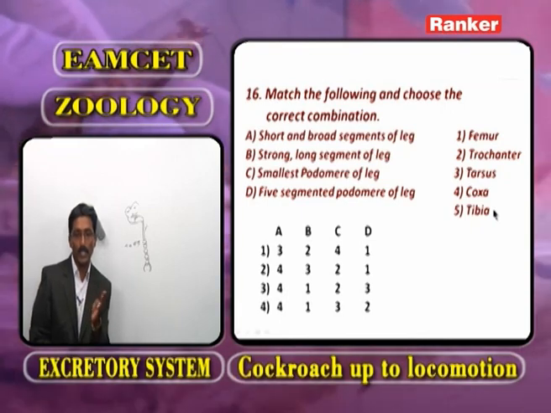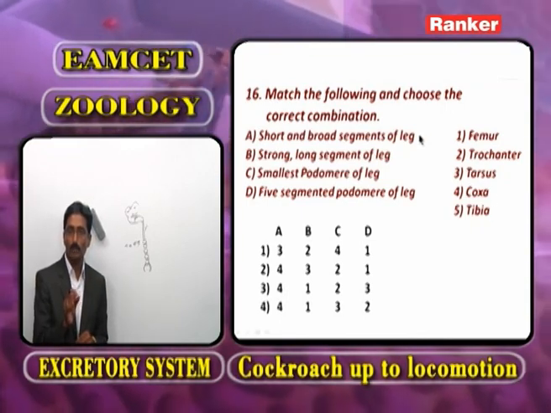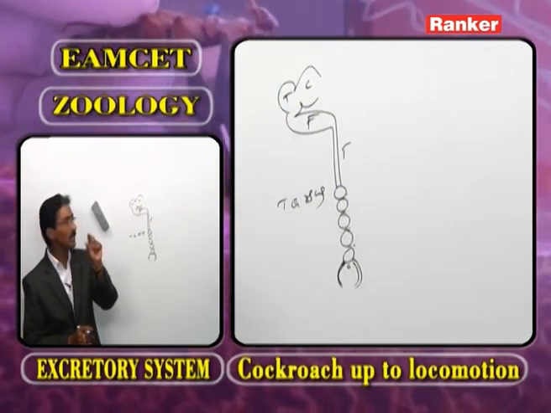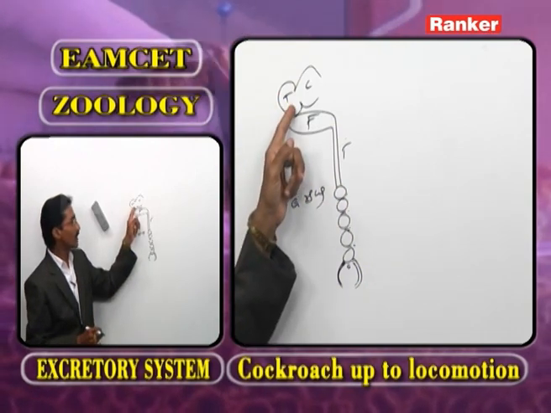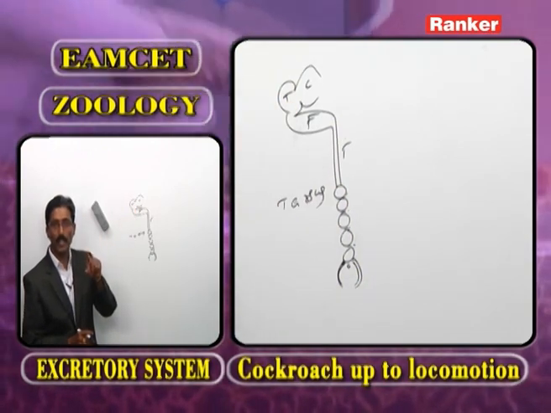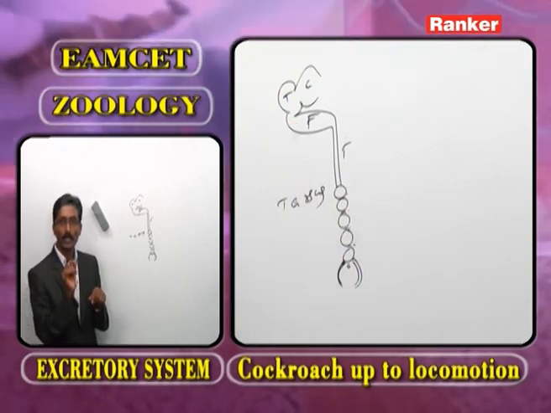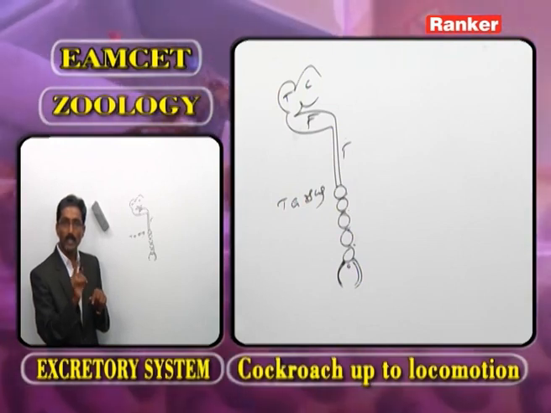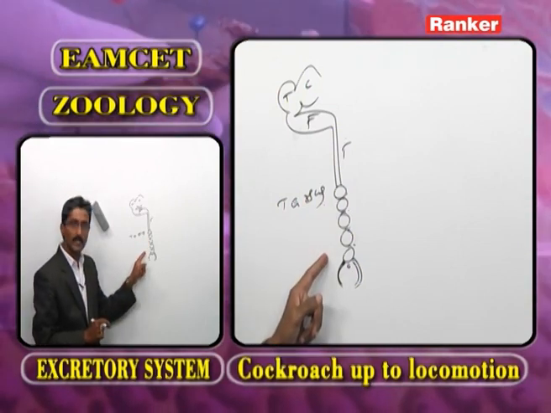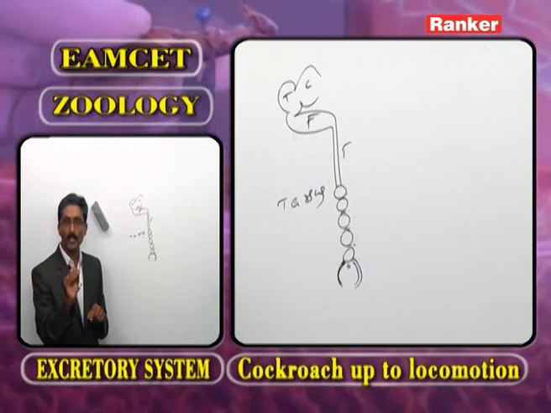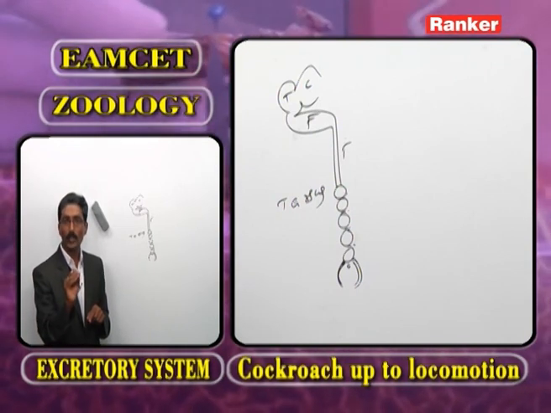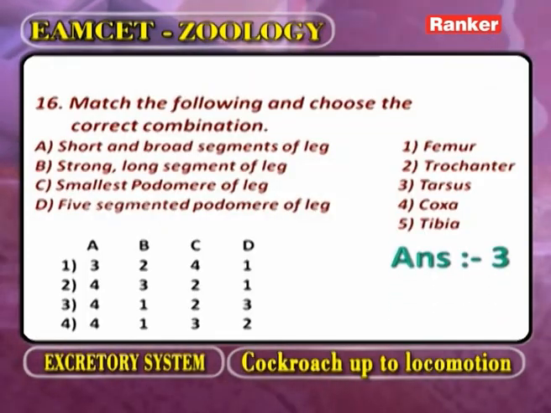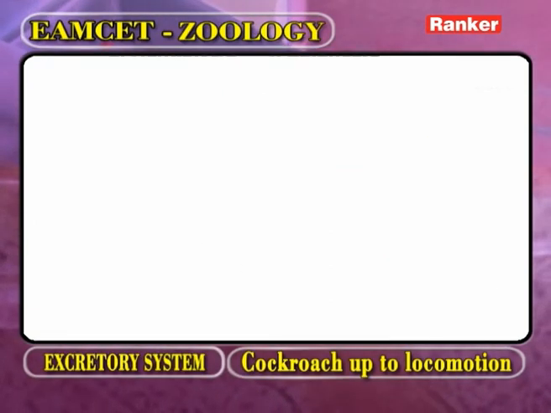Now on the one side, short, broad segment. The coxa is short, broad, highly muscular. What about the trochanter? Smallest triangular segment. What about the femur? Horizontal, strongest. What about the tibia? Long and thin. What about the tarsus? It has 5 tarsomeres. Based on this information, you have to guess the correct answer for this question. The third option. Now we go for the next question.